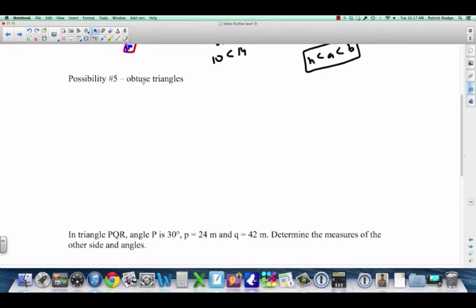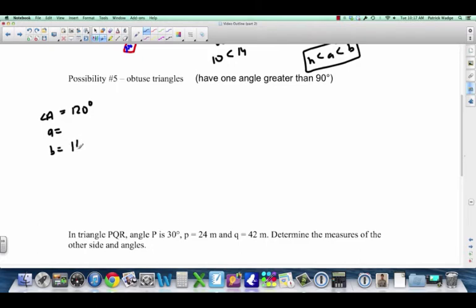There's a 5 and 6 here, which is obtuse triangles. You know what an obtuse triangle is? It's a triangle that has one angle greater than 90 degrees. So an example of that, let's say that angle A is 120 degrees. Yay, it's not 30. Let's say that B is 16.